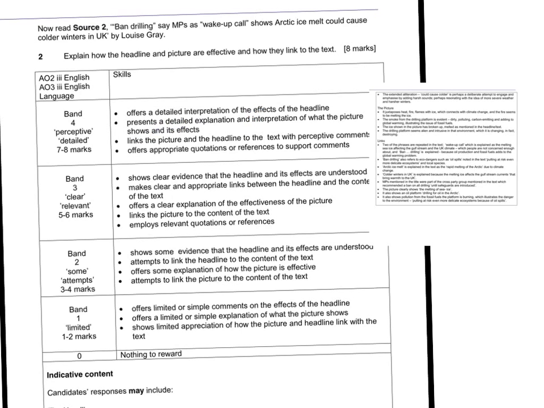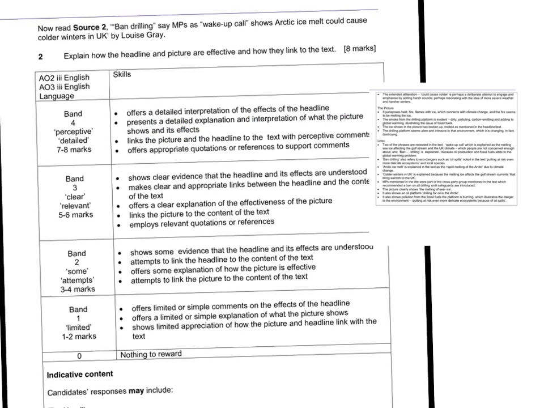With the second bullet point, it says a detailed explanation and interpretation of what the picture shows. A lot of people just write the picture is big and is in the middle of the page. Avoid vague statements like that. Describe what is in the picture. So in the previous slide we saw that it was an oil rig in the middle of the ocean and the ice was melting into the sea. So just say what you see, describe in detail what the picture shows, and then comment on why it's effective.